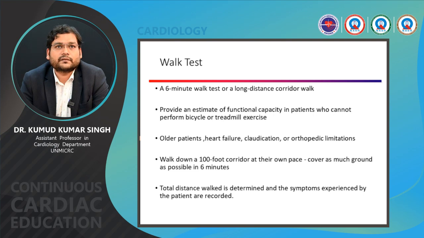Walk test. We have the 6 minute walk test or a long distance corridor walk. It provides an estimate of functional capacity in patients who cannot perform bicycle or treadmill exercise. Older patients, heart failure patients, patients with claudication or orthopedic limitations can be subjected to the 6-minute walk test. Walk down a 100 feet corridor at their own pace, covering as much ground as possible in 6 minutes. Total distance walked is determined and the symptoms experienced by the patient are recorded.